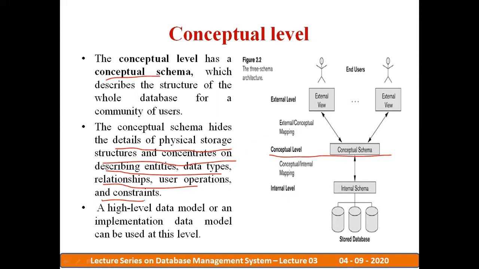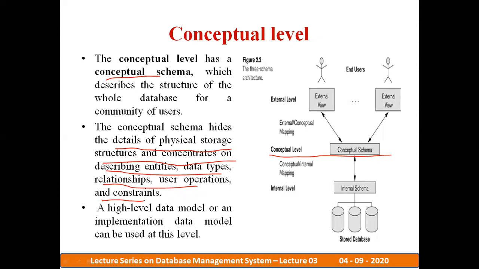Now consider that you are storing the student database. In the student database there is a student table. In that table, the conceptual schema only tells you about the entities. Here the entities can be student, course and so on. These are all the entities. And it will also tell you the number of columns each table has. What are its data types?